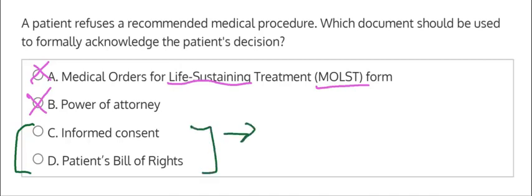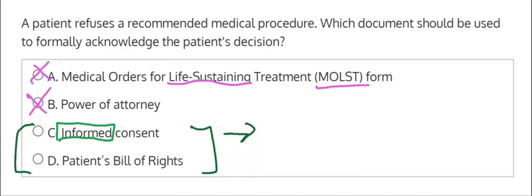Now, you might feel that you are between these last two choices here, because option C says informed consent, which has to do with a patient giving an okay or not for a procedure or something to be done, given that they are given all of the proper information to make that decision to the best of their ability. And then option D here is the patient Bill of Rights.